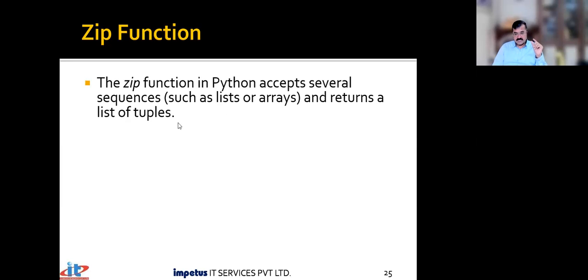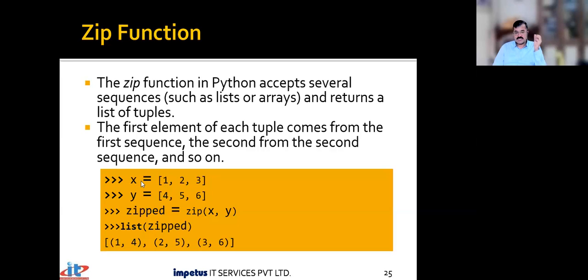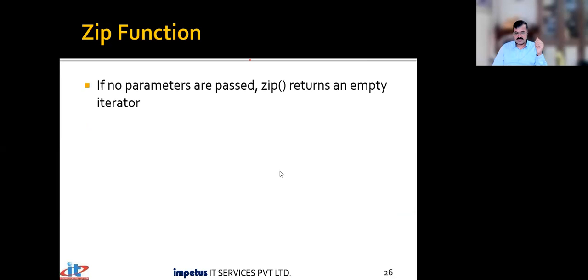Now, each of these tuples in the list contains one element from each sequence at that particular index. Suppose I talk about these two sequences, X and Y: 1 and 4, then 2 and 5, and then 3 and 6. This zip function creates a list of tuples with corresponding elements from both the sequences. So first these two, then these two, then these two, and you can zip as many sequences as you want. It's not that we can zip only two sequences.